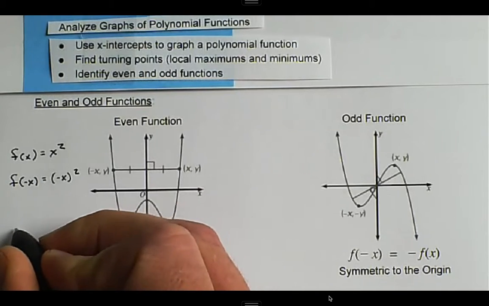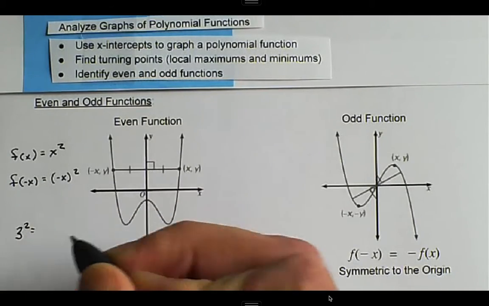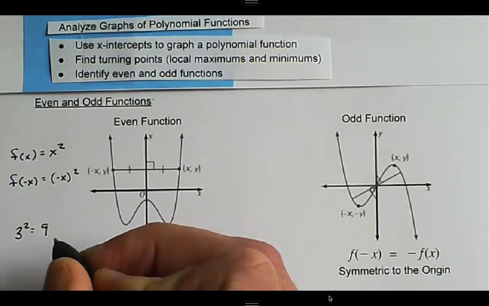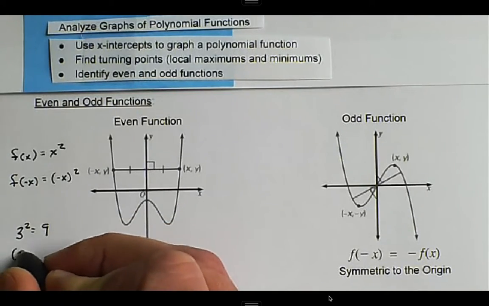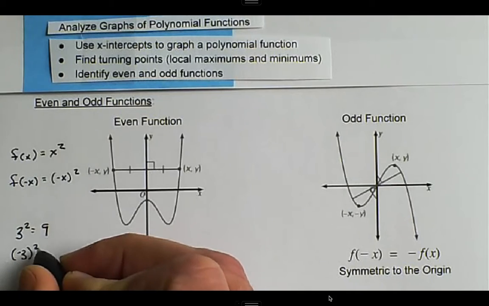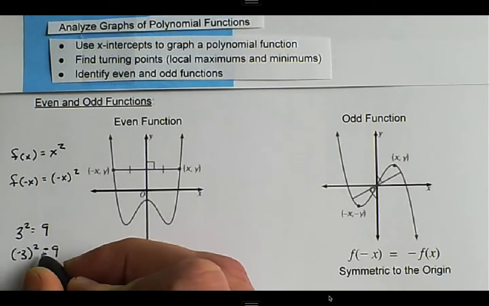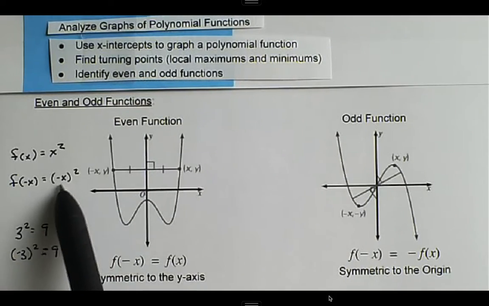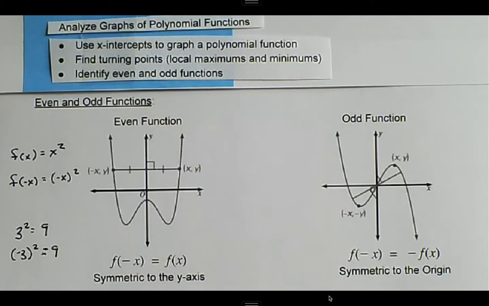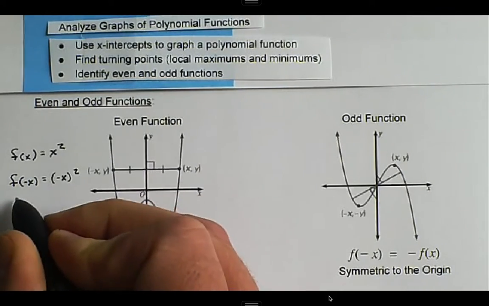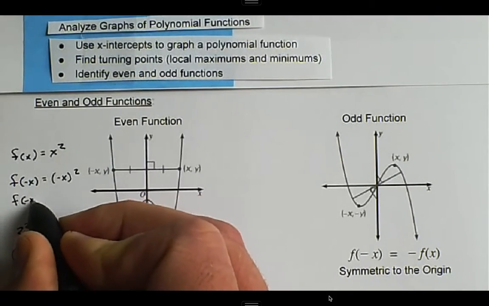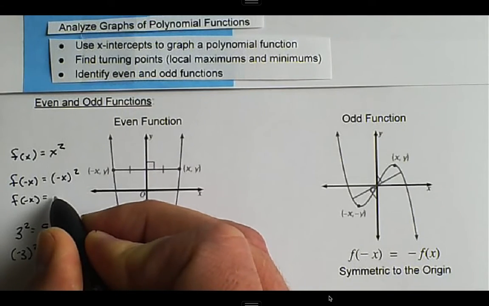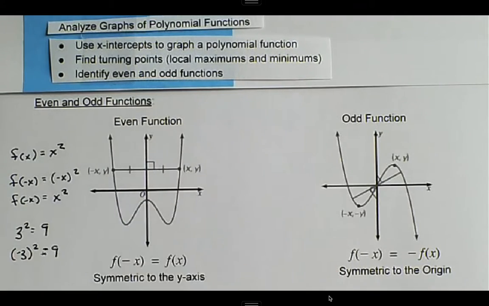Let's say that we have the value of 3 squared. What is 3 squared? That is 9. Well, what about if we say negative 3 squared? That is also equal to 9 because a negative times a negative is still a positive. So whenever we have a negative value raised to an even power, the negative doesn't really affect the outcome. It still is going to make it positive. So the function evaluated at negative x in this case is still just x squared.